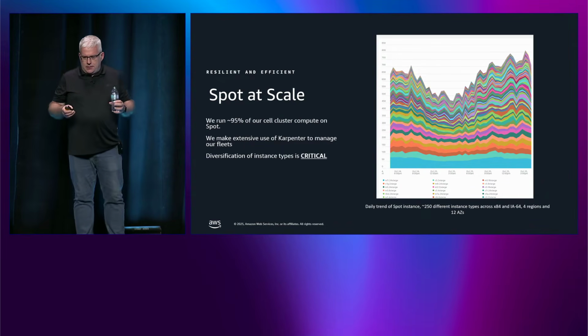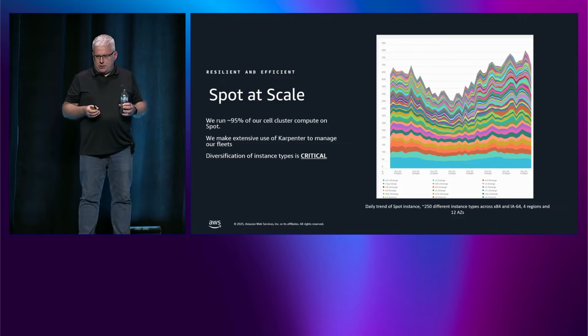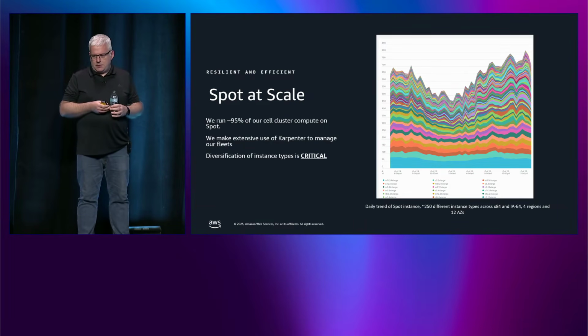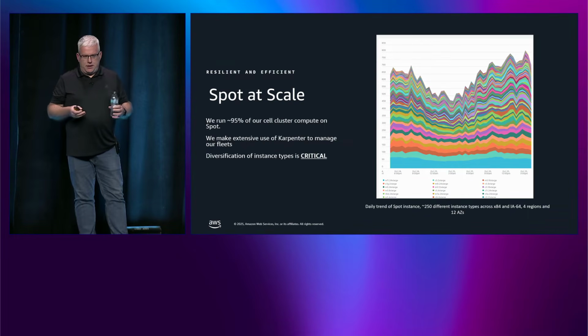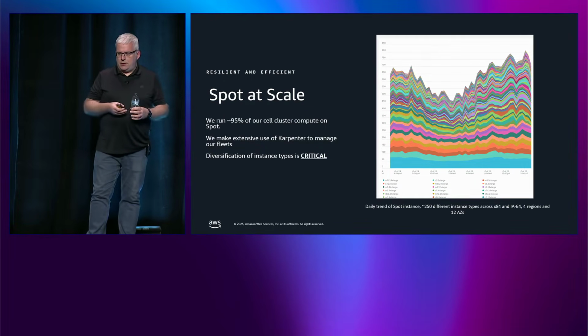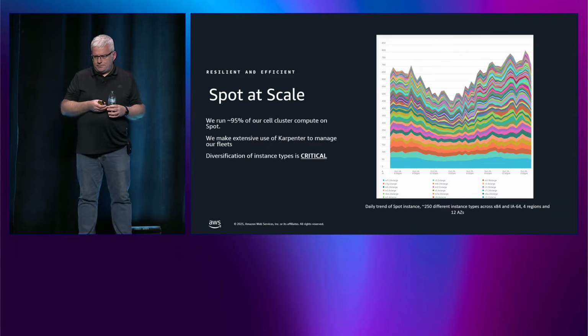So the cells architecture that we've got, the compute from that is supplied by Spot. Our normal state is 95% Spot compute, 5% is on demand, and we use that for critical functionality like traffic ingress. We rely heavily on Spot features like rebalance recommendations and placement scores and Karpenter. Karpenter has turned out to be a fantastic technology for us.